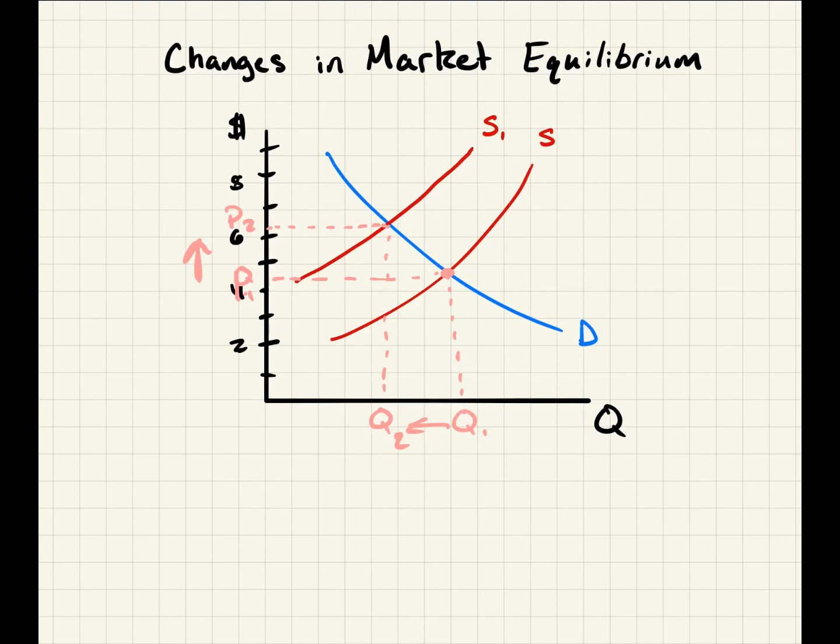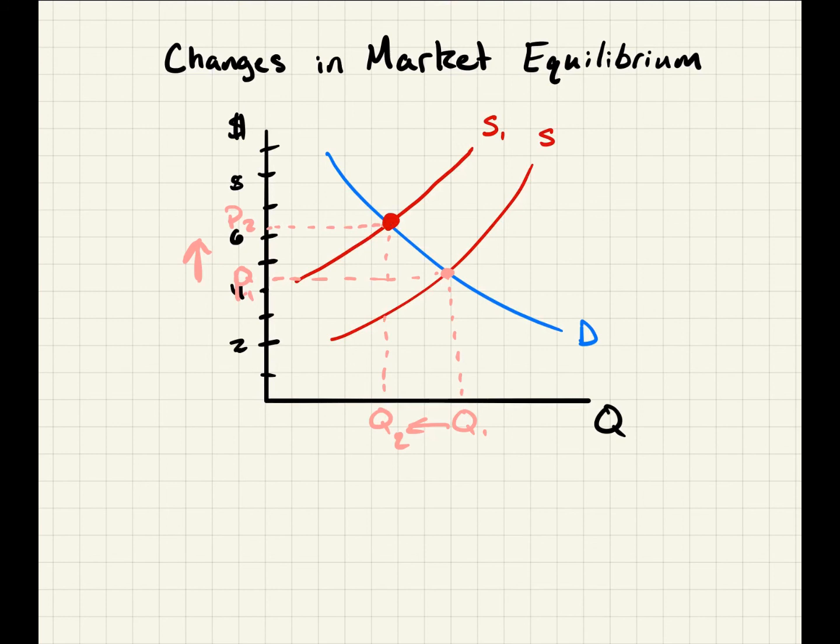You can shift any of these curves, right? We've already talked about the determinants of demand and the determinants of supply. And so you know what shifts a curve in each direction. And now you know what the equilibrium is, right? The equilibrium is the point where they cross. And depending on how the curves shift, will change the market equilibrium, which will change the equilibrium price and the equilibrium quantity, right?